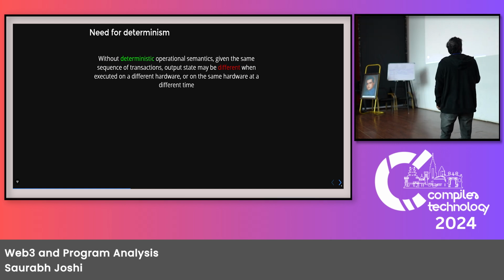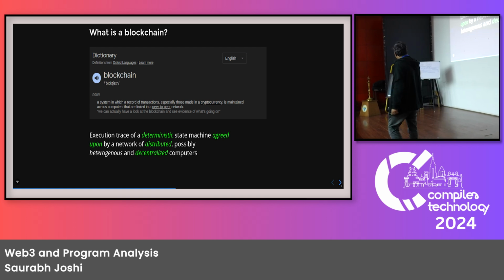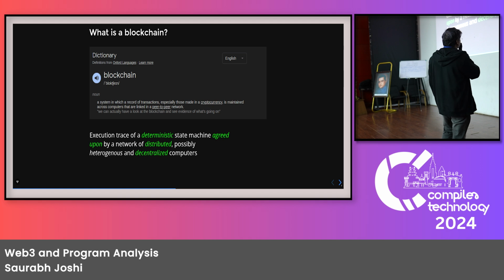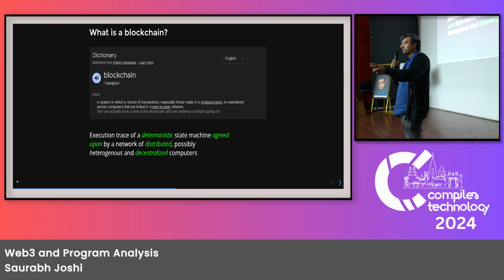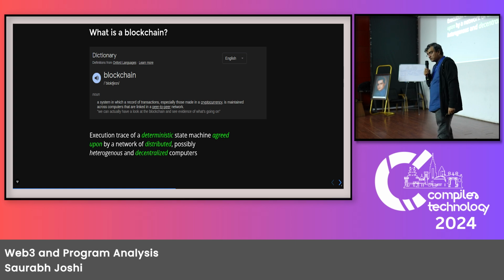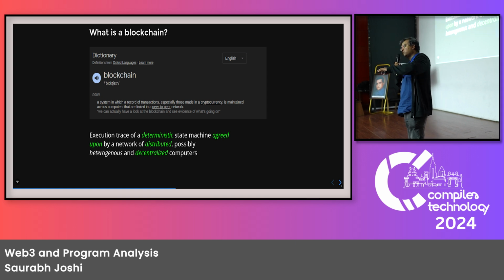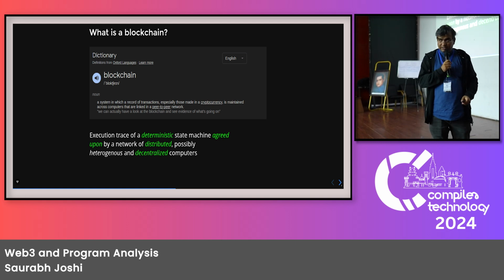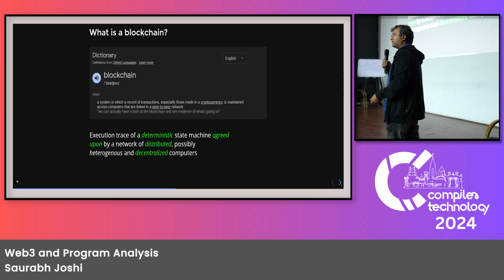So if determinism is so important, now there's a new definition, the way I see it: it's an execution trace of a deterministic state machine. But this trace, the states that it went through, the journey it took, is agreed upon by a network of distributed, possibly heterogeneous, and decentralized computers. When I say decentralized, they are independent of each other. If you run 100 computers like Google, but all of them are under one jurisdiction, one entity, then if Google is corrupt, all these hundreds are gone, right? So the important property that it's a distributed trust means that there has to be decentralization at all levels: jurisdiction, geography, and a lot of other parameters.